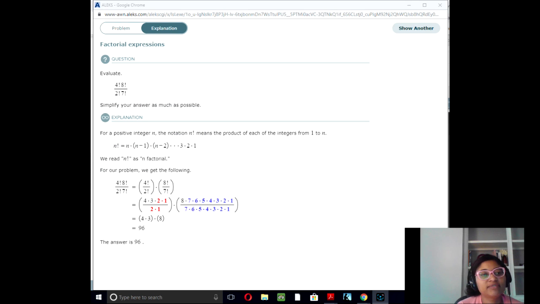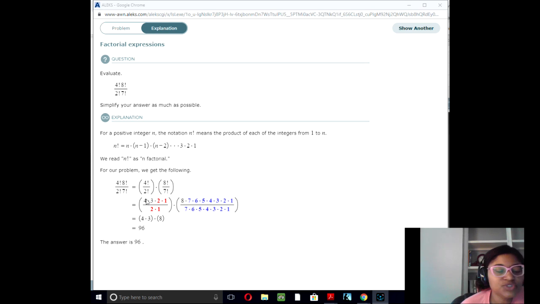Okay, for this problem, we have to do a factorial expression. This problem can look a little scary when you first look at it, but it's really not that difficult. So we have to evaluate 4! 8! over 2! 7!. What we will do here is, I'm just going to scroll down to the bottom so you can see. So you would put 4 over 2 in parentheses, and then times 8 over 7 in parentheses.